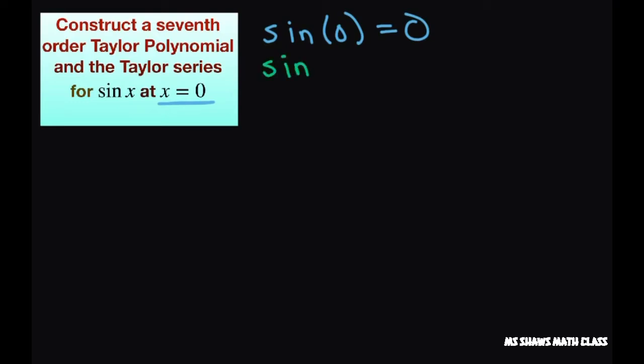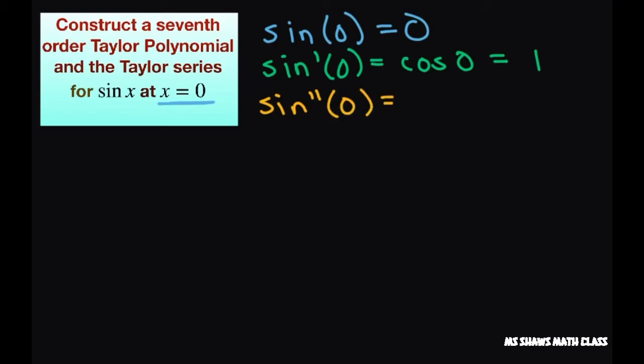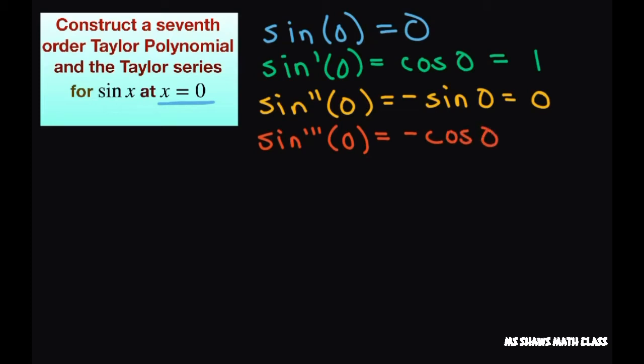Sine prime of 0 equals cosine of 0, which equals 1. All right? Sine double prime of 0 equals negative sine of 0, and that equals 0. All right? Sine triple prime of 0 equals negative cosine of 0, and that equals negative 1.